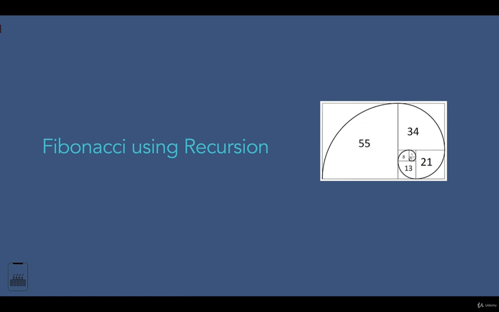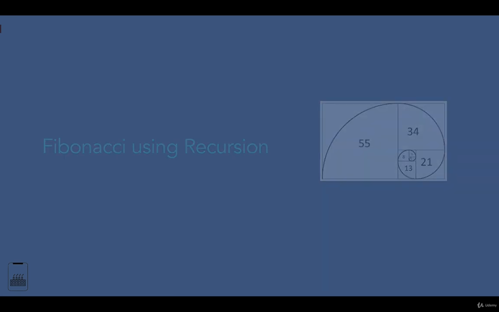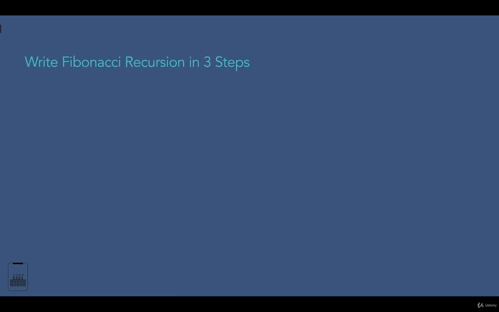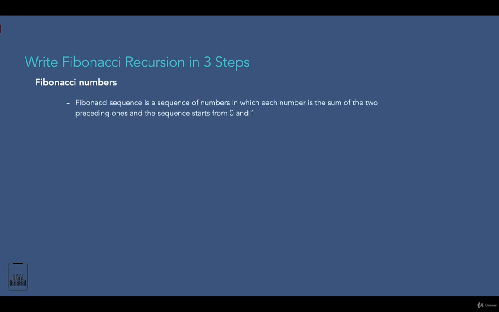So before starting to write our function, let's clarify what Fibonacci numbers are. So the Fibonacci sequence is a sequence of numbers in which each number is the sum of 2 preceding ones, and the sequence starts from 0 and 1. Now let's see what Fibonacci numbers look like. As you see, it starts from 0 and 1, and this means that the first 2 elements of Fibonacci numbers are always reserved for 0 and 1.